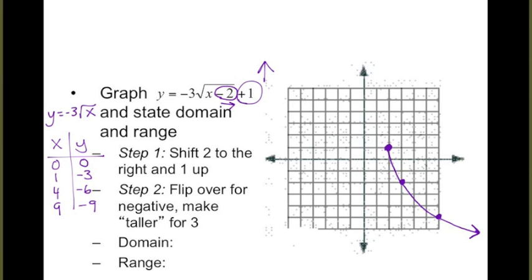Then what are the other 2? They come from the chart. The other points come from plotting the points in the chart.